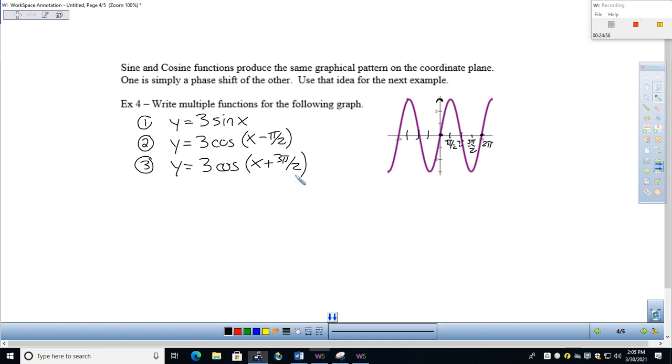And that would work. I'm going to let you graph that one. Grab your calculator, put that in, but it should give us this exact same graph.